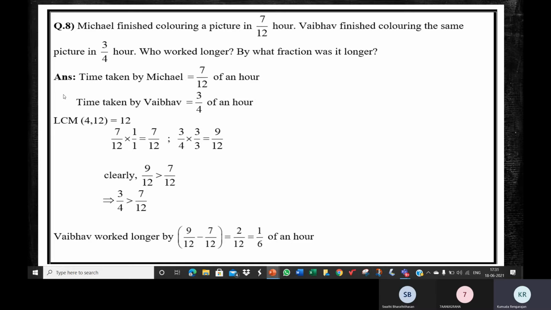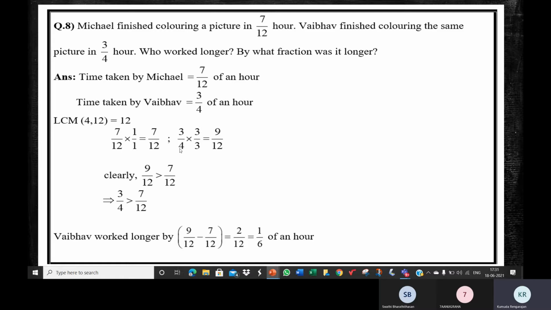So 7 by 12, 3 by 4. They have different denominators, so let's bring them to the same denominator. 4 and 12, the LCM is 12. So this becomes 7 by 12, and this becomes 9 by 12. Now from this, you can make out that 9 by 12 is greater than 7 by 12.